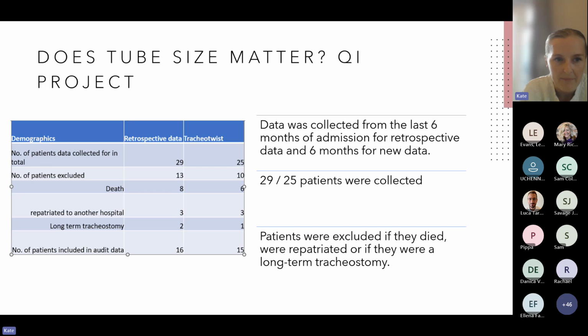I've put a little table up to show you how many patients we included in our study. We excluded 13 from the retrospective data and 10 from the new data. These were patients who were going to be long-term trachees, repatriated to other hospitals because we couldn't follow them through, or patients who unfortunately passed away. So we ended up with 16 and 15, which was quite nice.